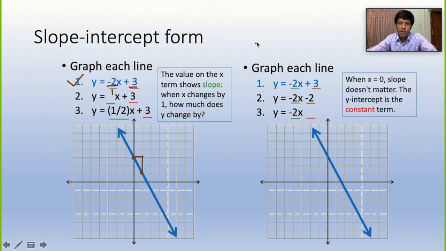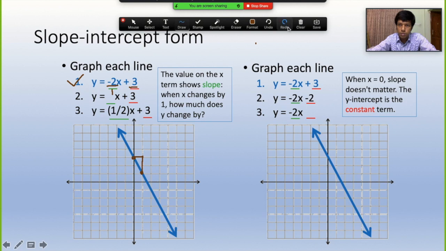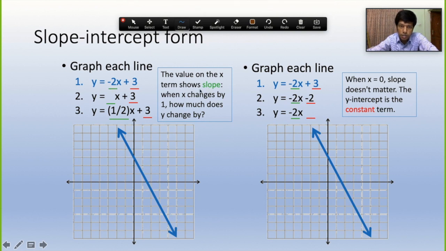And you can see this color code. Let's look at the color code now. I will erase my work. This value here is the slope, this green color. Minus 2, and here there is nothing, so 1. And 1 by 2, they are the slope, and 3, 3, 3, they are the y-intercept. Here also they are the y-intercept, and this minus 2 is the slope.